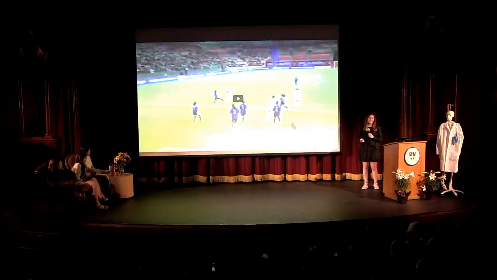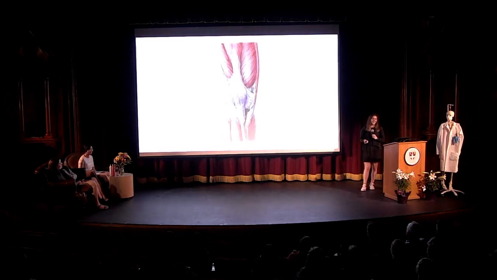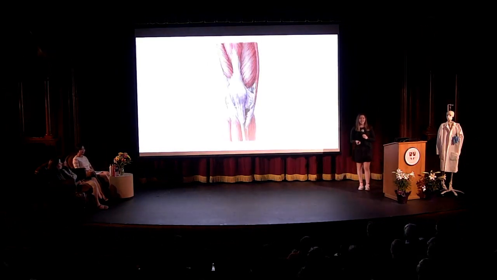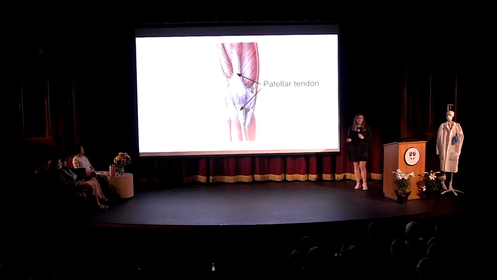So to understand ACL injuries, you first need to understand the anatomy of the knee. So obviously, you are looking at a leg. If we go beneath the skin, you'll see the muscles and tendons. And I know all of you have heard of the quadriceps muscle. And here's your kneecap, or patella. And this is the patellar tendon.